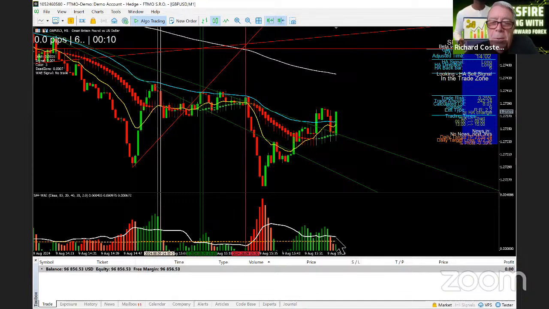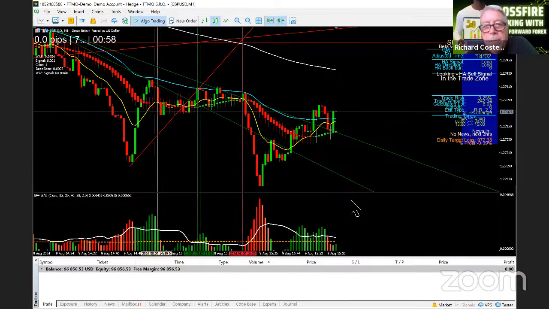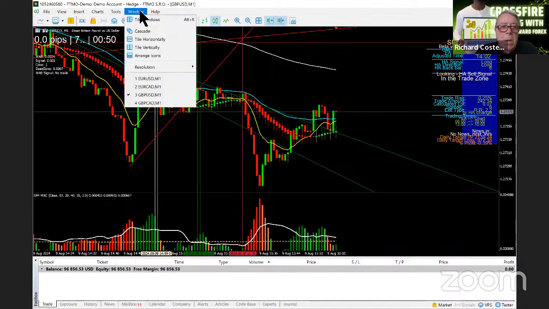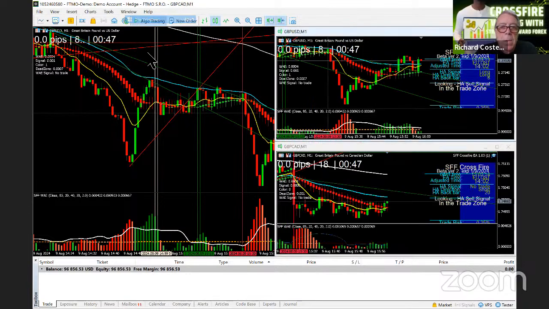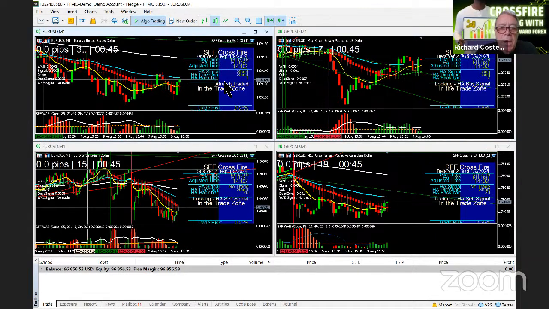And then it'll come down here and check that this is green, and the histogram is green and above the white line, and the white line pointing upwards. So that's why I'm going to let them run until, used to be 3 o'clock, I'm now letting them run until 4. It won't get me in for a trade there.